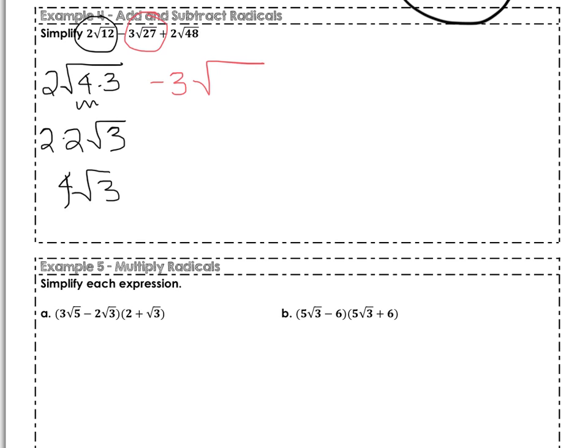Well, square root of 27, that's just going to be 9 times 3. And the square root of 9 lets me pull out a 3, leaving this term to really be 3 times 3, which is 9 radical 3.